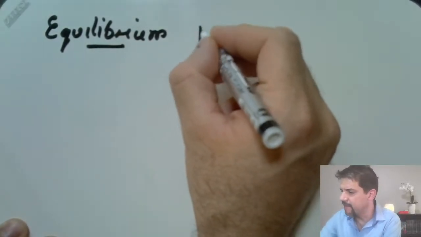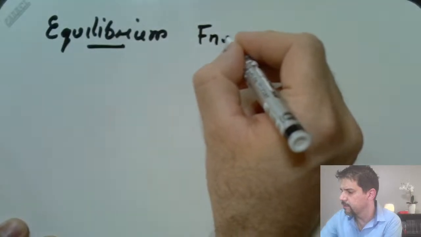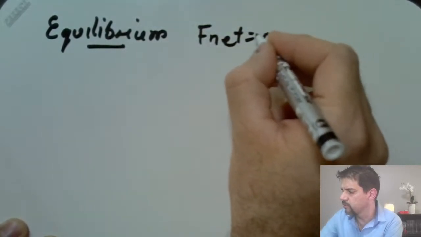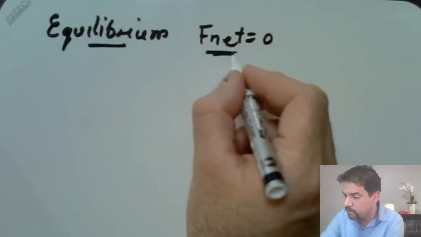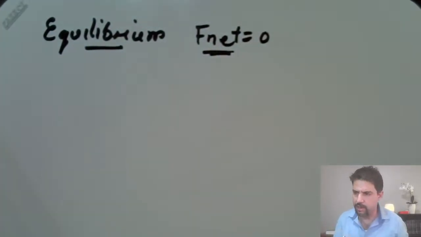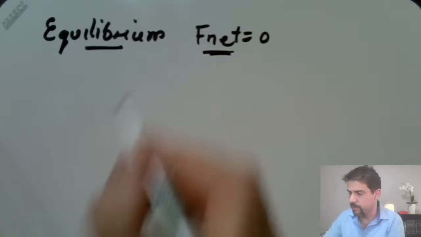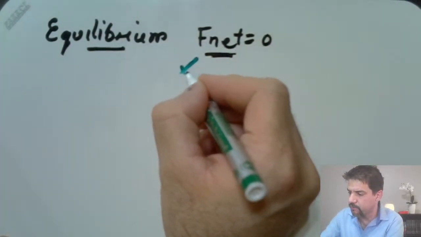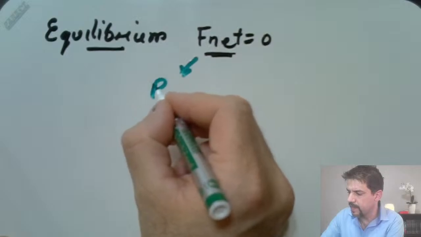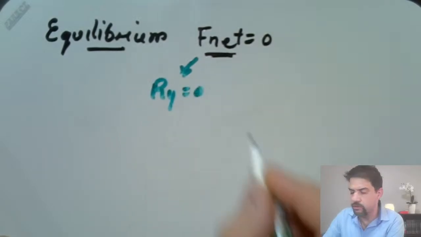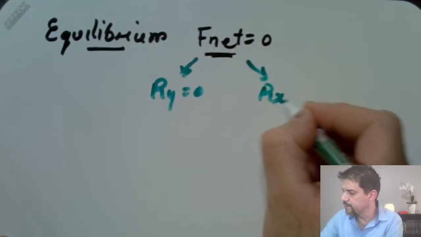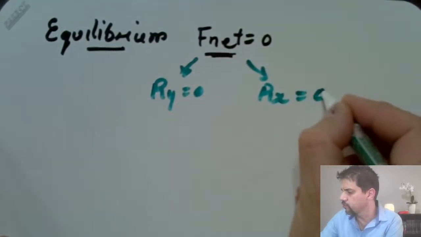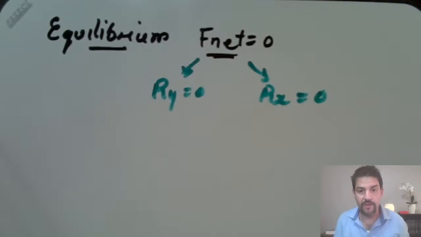Very, very important. Equilibrium means that the F net is equal to 0. It doesn't mean that there are no forces. It means that the net force is equal to 0. Now, if the net force is equal to 0, that means that the resultant force, let's say R in Y, is equal to 0, and R in X is also equal to 0. That is the meaning of equilibrium.